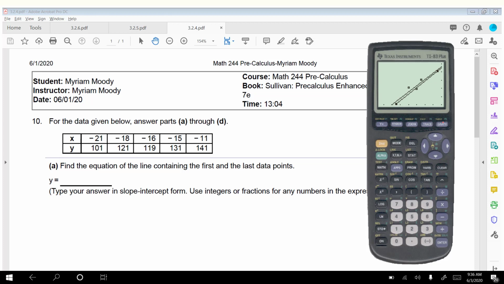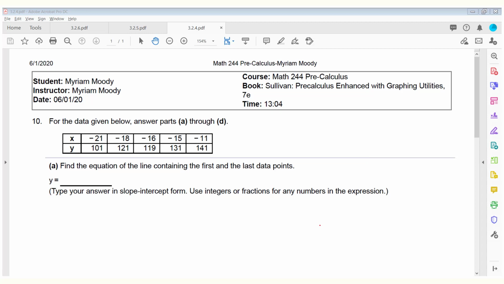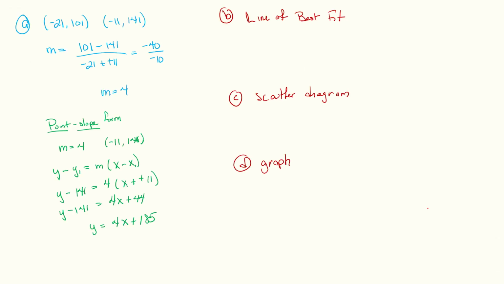Good. So let's go to another problem. We did this. Oh, let's put the line of best fit in so we have that answer, because the other two answers are basically calculator answers, right? Okay, there we go. Cool? All right.